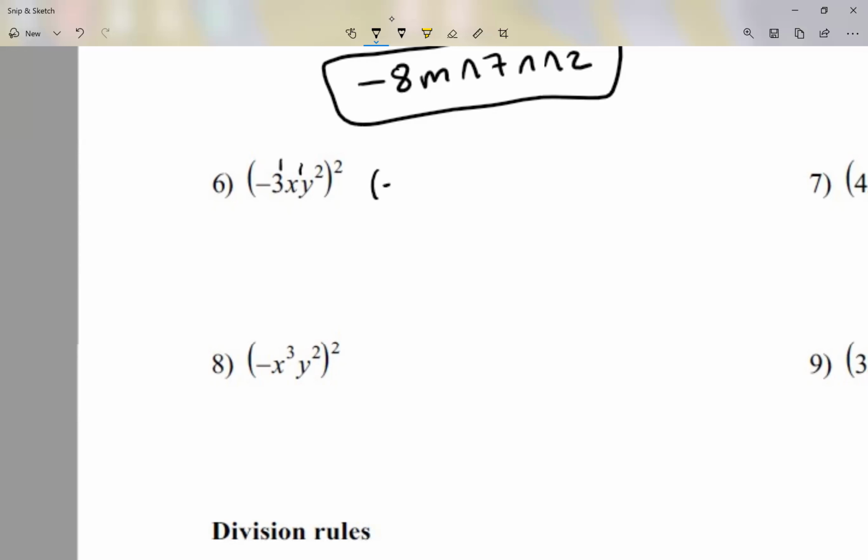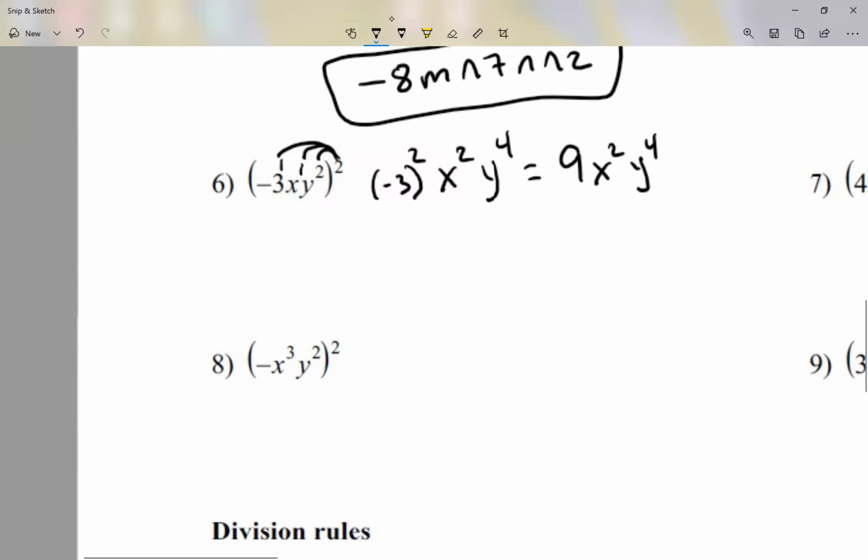So I have my -3 to the 2nd power. I have x to the 2nd power. And I have y to the 4th. Notice the exponent on the outside, I multiplied it to the exponents on the inside. So I know -3 squared, right? -3 times -3, that's 9. So I have 9x squared, y to the 4th. So my answer will be, that's how I'm going to type this. I'm going to go 9, x to the second, y to the fourth.